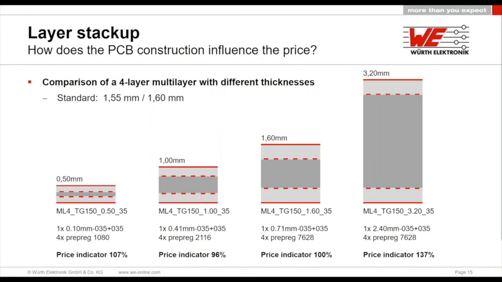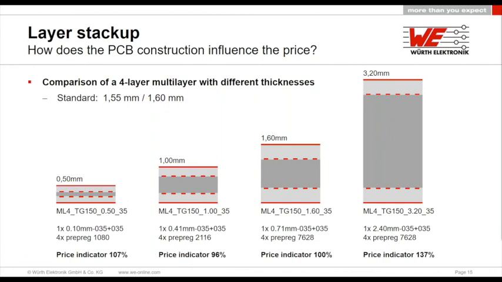All the processes are the same. Handling basically is the same. It's just the material price acting here. And you see we have an increase of 37%. When we go down to 0.5 millimeter, you see that the price rises again. Why this? That's basically because of 2 issues here.